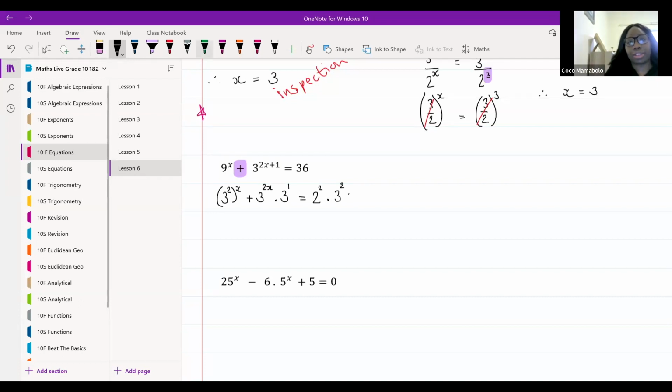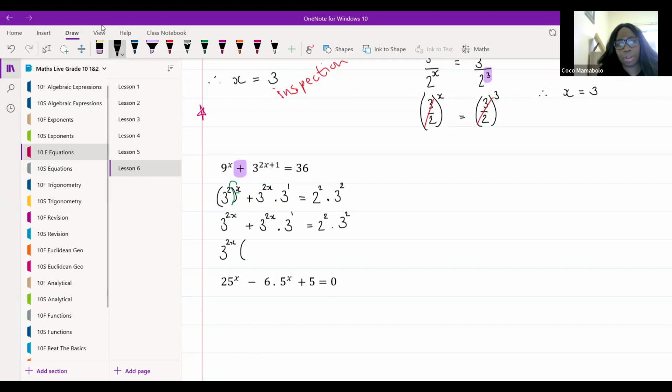All right. So I'm going to rewrite this properly. I see a bracket and an exponent. I'm just going to multiply in. So I'm going to get 3 to the power of 2x plus 3 to the power of 2x times 3 to the power of 1 is equal to 2 squared times 3 squared. Right. Now on this side, we can factorize. What are we going to factorize? What kind of factorization are we looking at? Highest common factor. Absolutely. What is our highest common factor? 3 to the power of 2x. That's it. Absolutely. So we're going to go 3 to the power of 2x.